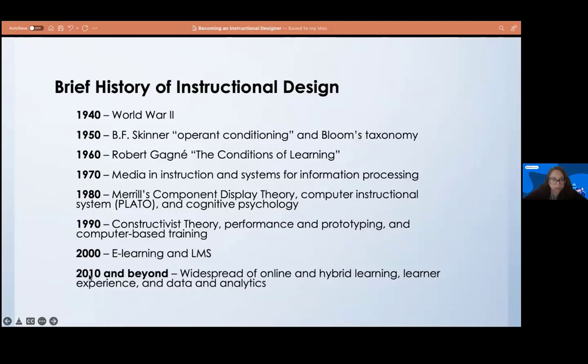Now, from the 2010s and beyond until now, we had the widespread of technology. Online and hybrid learning have become the mainstream in education and corporate. The learner experience becomes the central focus of the field, with personalized instruction, and also the use of data and analytics to target instruction and outcomes.